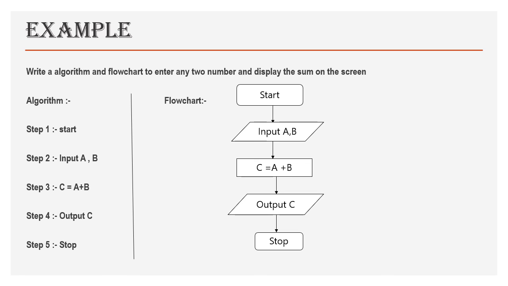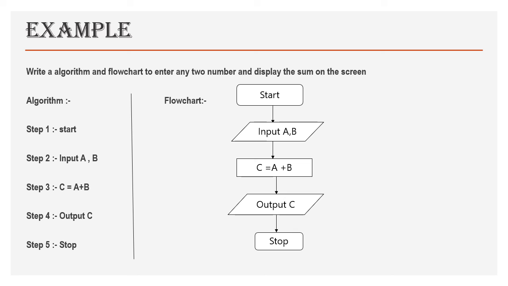So let's see an example. Write an algorithm and flowchart to enter any two numbers and display the sum on the screen. So first let's understand the question. We need to enter any two numbers, and in a third variable we'll store the result, and we'll print the result, that is the sum of the two numbers.